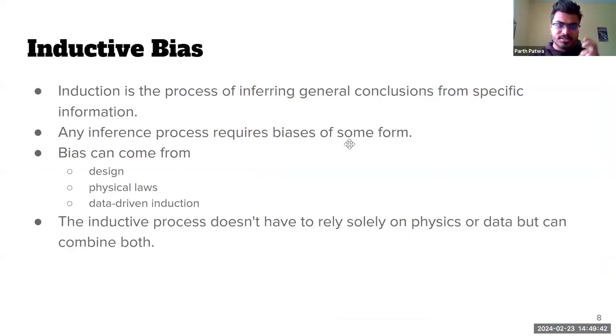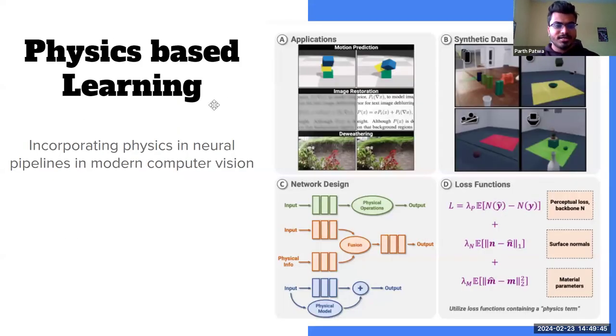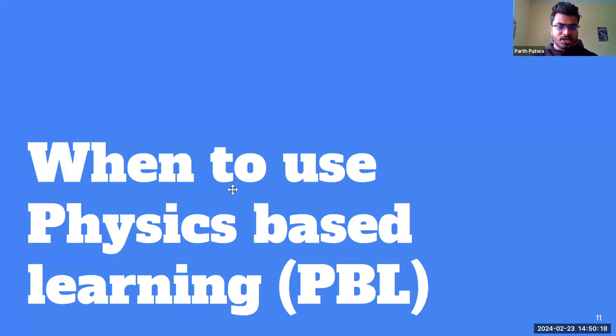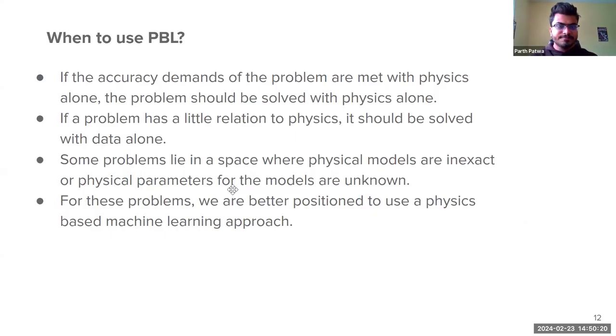So this is what physics-based learning is. It is incorporating physics in pipelines for computer vision, and it can be applied to motion prediction, de-weathering, and it can come from creating synthetic data, network design, and loss function. Let's define this further. Again, I repeat that a hybrid approach where we fuse physical laws with data is physics-based machine learning. Now that we have defined it, let's see when to use it.